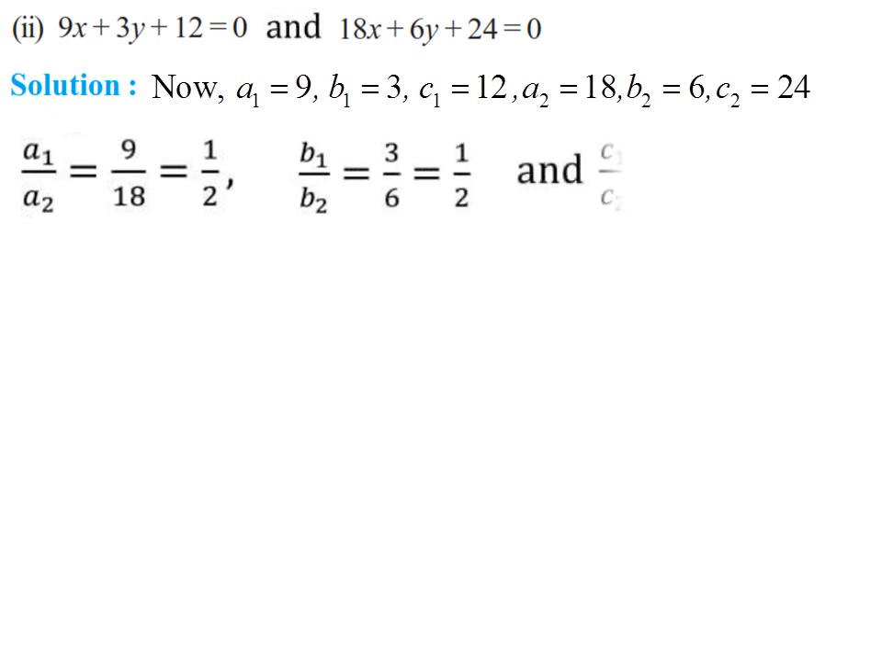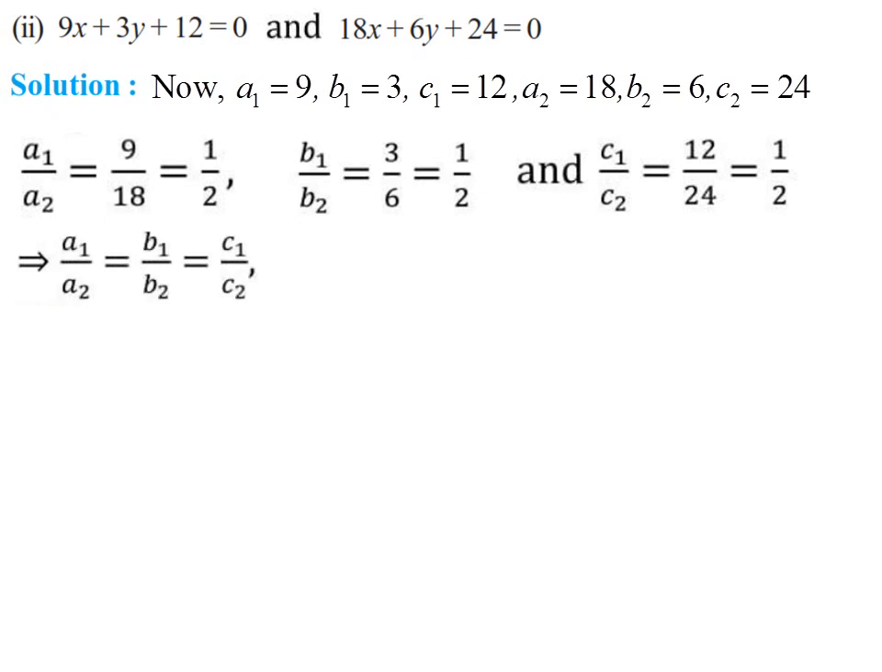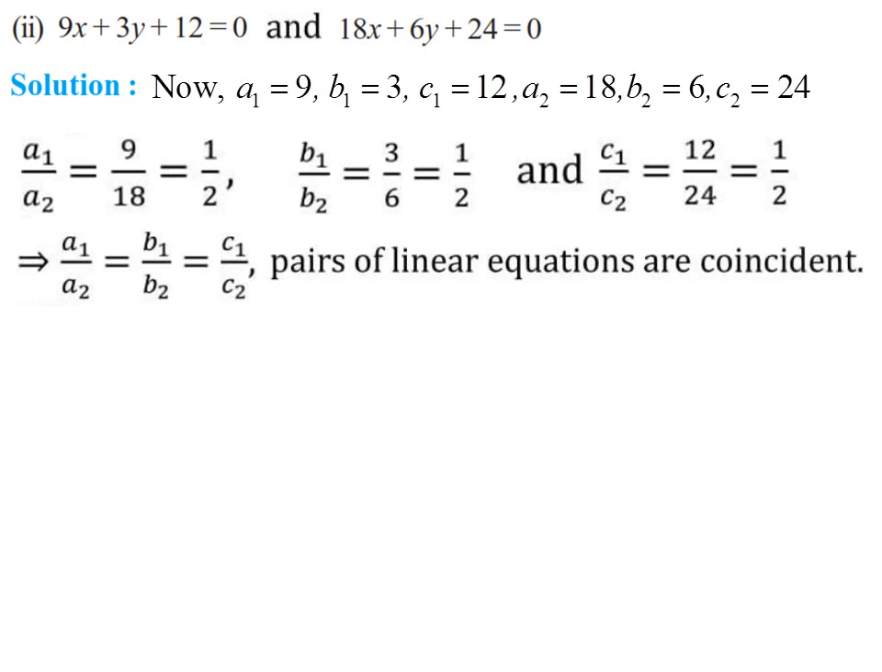And C1 by C2 equals 12 by 24. Again, after simplifying, I will get 1 by 2. So what we have got is that A1 by A2 equals B1 by B2 equals C1 by C2. So from that we can say the pair of linear equations are coincident lines.